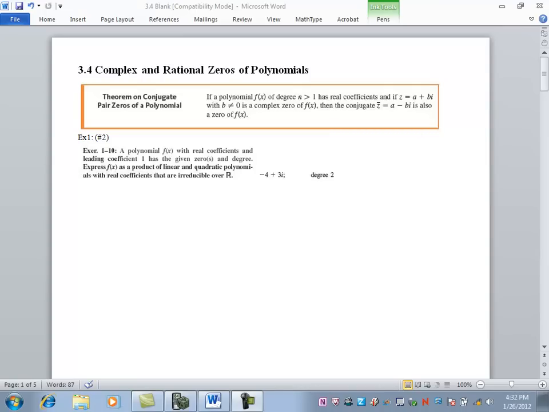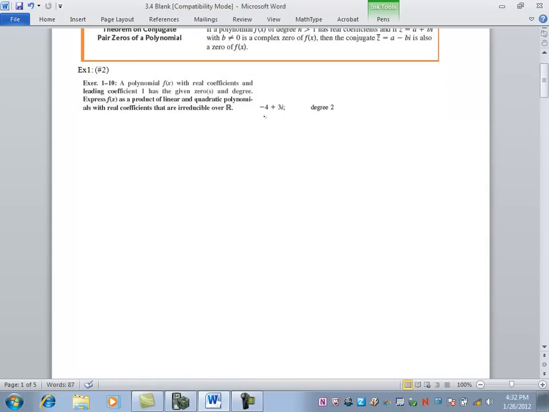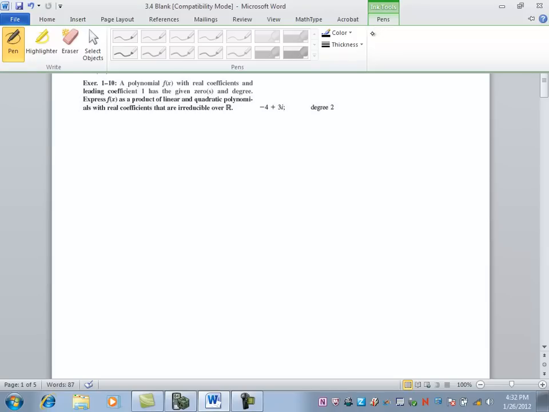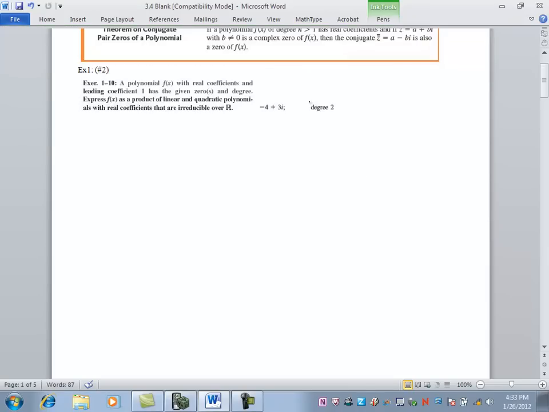real coefficients and a leading coefficient of 1 has the given zero of -4 plus 3i and degree 2. Express f of x as a product of linear and quadratic polynomials that are irreducible over the real numbers. Well, so let's point out here that if -4 plus 3i is a zero, then -4 minus 3i is also a zero. Now let's just, for a second here, go over here in a thinking bubble.